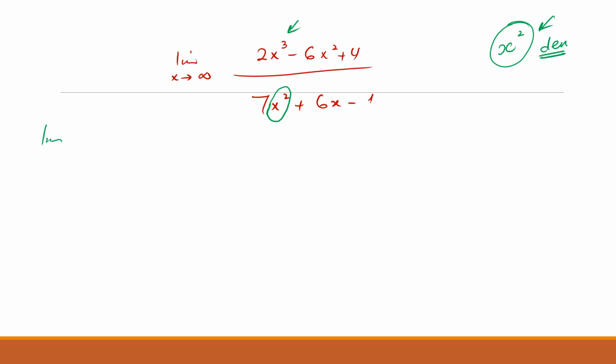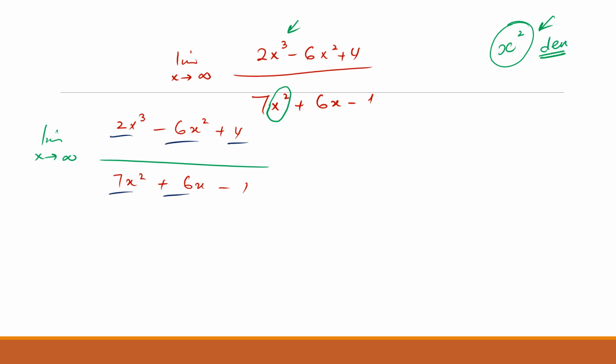What will we do? Now we will write our question as it is first, and after that we will divide all the values by the variable with the highest degree of the denominator. So that is x over 2, which we already found out.